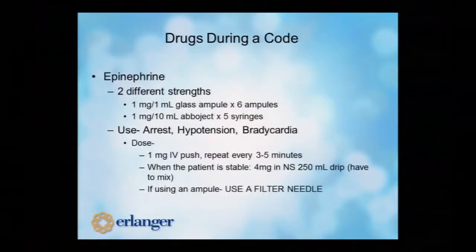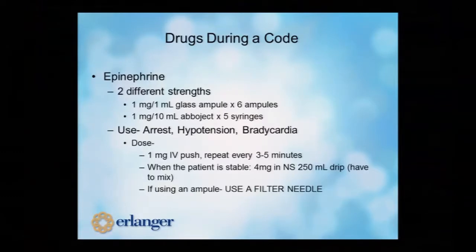So epinephrine is probably the biggest medication that we use in codes just because it's used for the most things and the most situations. So there's two different ways that we have epinephrine in the cart. One is the little glass ampules that we talked about that are used for the drip. The second way we have it is actually in an Abboject, and there's 5 of those syringes that are for the IV push during the code every 3 to 5 minutes.